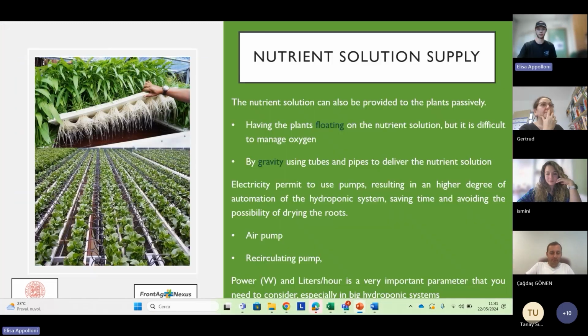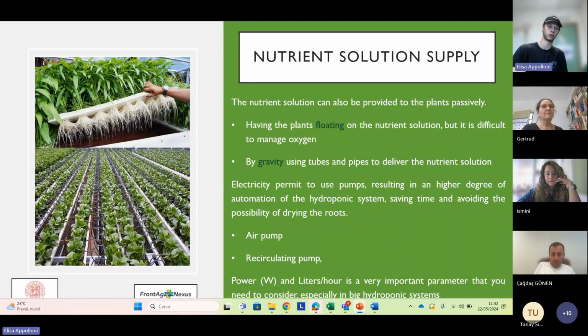Okay, let's go back. So we have seen the floating passive system, and now let me see the gravity passive system. So in the gravity passive system, we have an upper tank that is put 2 meters above the ground, and by gravity, using pipes and tubes, the water is sent to the hydroponic system. On the other hand, we can use electricity, which permits us to use pumps, resulting in a higher degree of automation of the hydroponic system, saving time and avoiding the possibility of drying the roots, because there is not the need of having an operator going to irrigate the plants one by one.